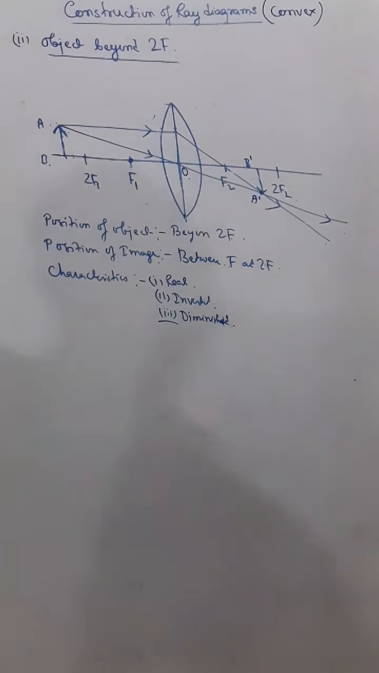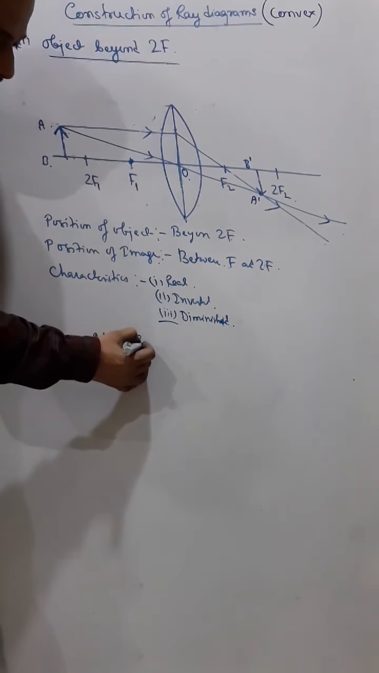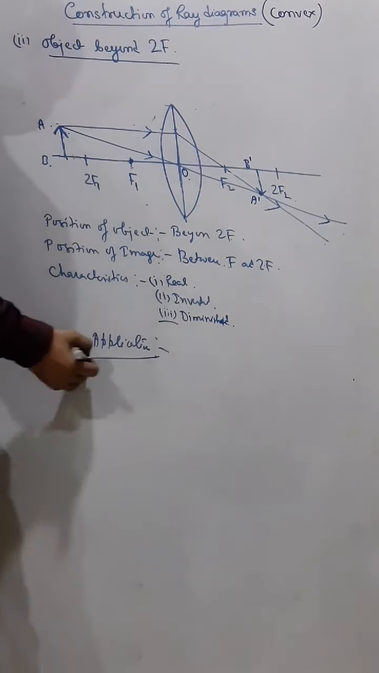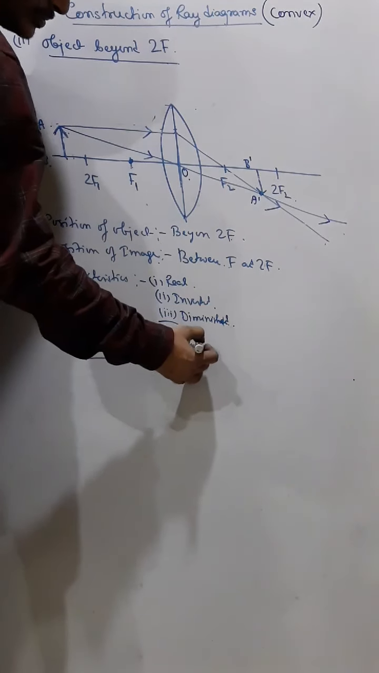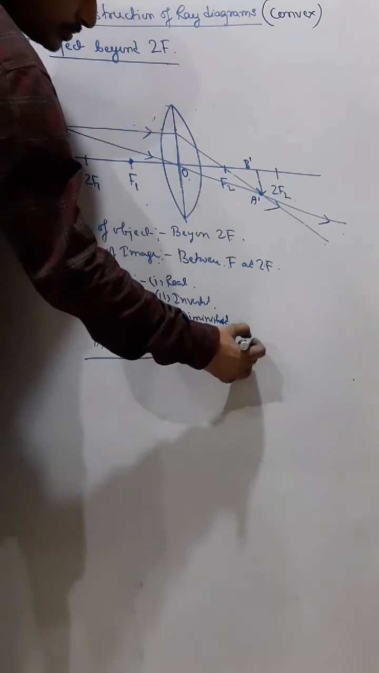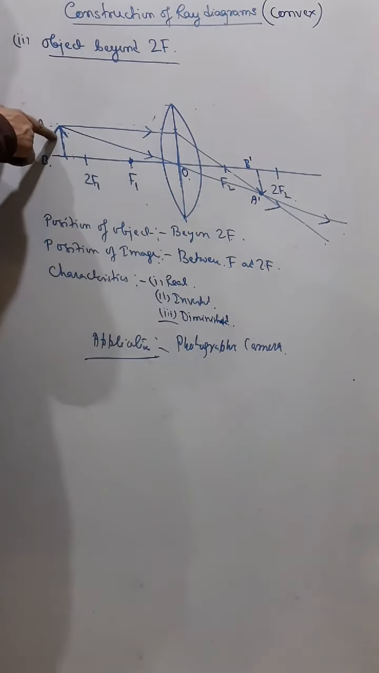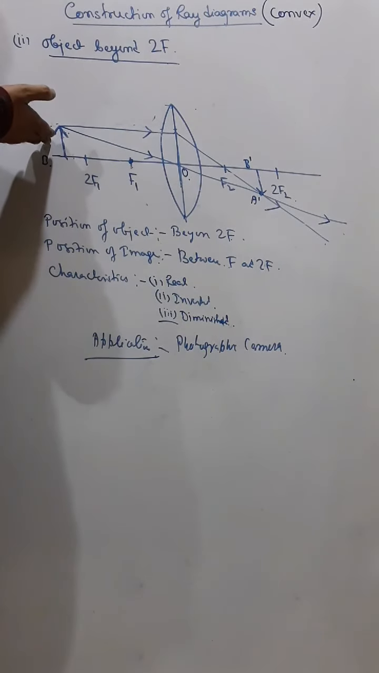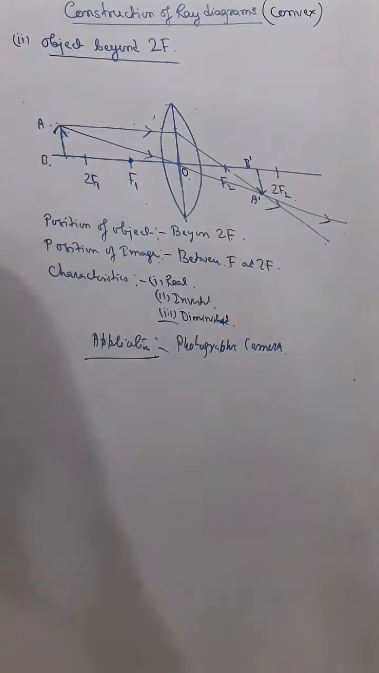Now here also the application is the photographic camera. In a photographic camera, when the object is a little bit far but not very far, in front of the camera, the image falls between f and 2f. So this is the object beyond 2f.